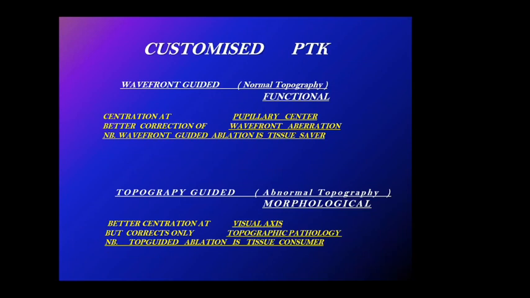While the topography guided looks at the morphology, and it is centered on the cornea. It has nothing to do with the pupil, and it is a tissue consumer. It takes much more tissue. So you sometimes have to select between this and that, which one is good for your patient.